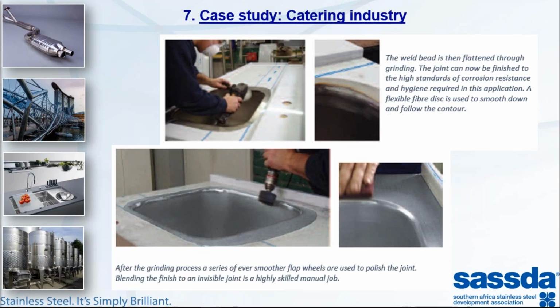So then once it's welded, the area can then be smoothed down through grinding, and then it can be finished to a high standard of corrosion resistance and the hygiene requirement, usually with papiertjie or the sanding discs. And then with smaller rotating tools, you can get the radius on the top, and you can get it nice and smooth. The final action is a manual action with the Scotch-Brite pad just to blend the surfaces and the different finishes in.